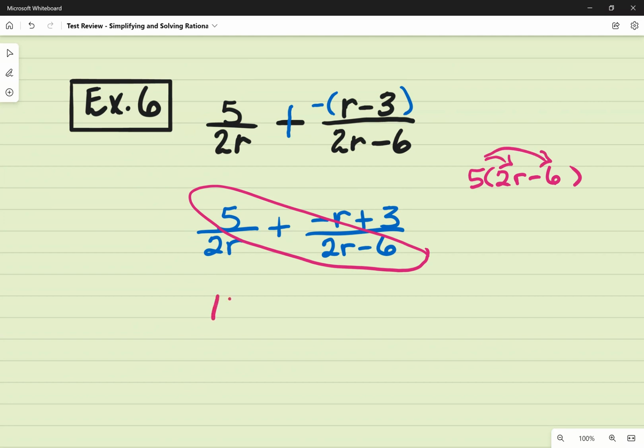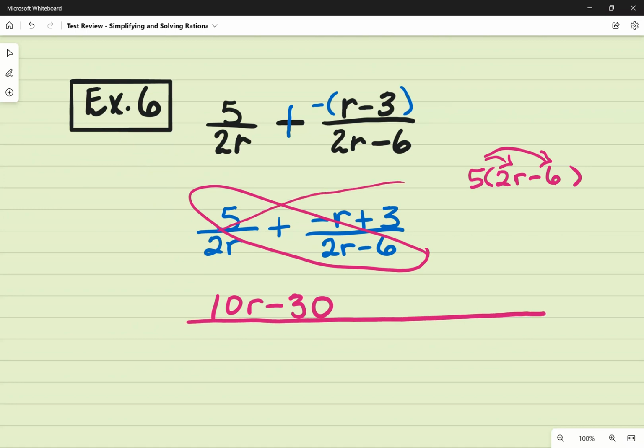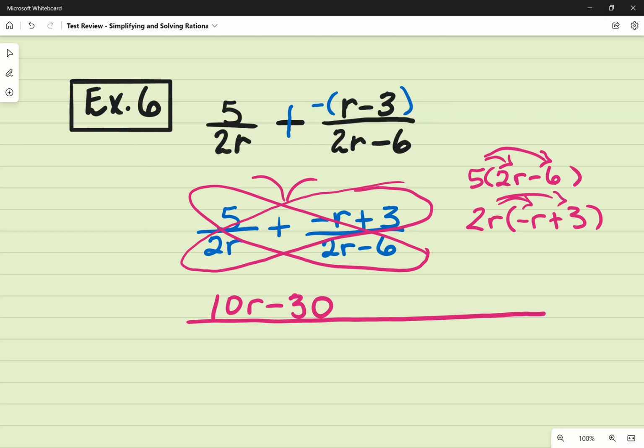I end up with 10r minus 30. And again, all of this is on my numerator. I have to do 2 things on my numerator. So now I go to the other side, and I'm going to do the same thing, but this time I have 2r times negative r plus 3. You could have also made it negative 2r times r minus 3. It depends on how you see it. And now once I do that, I have negative 2r squared plus 6r.